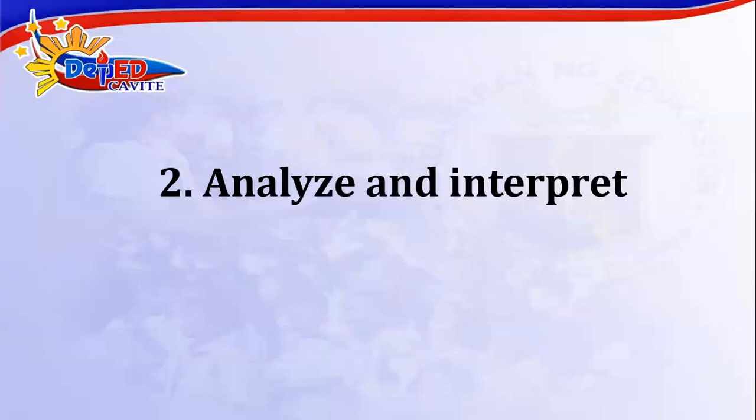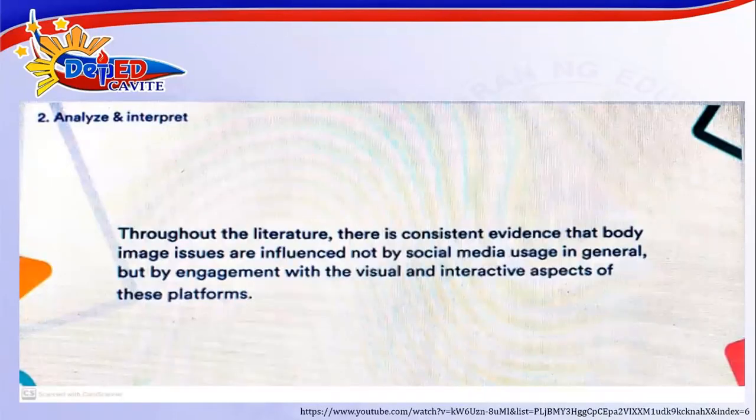Number two, analyze and interpret. It's important to add your own interpretation and discuss the significance of findings in relation to the literature as a whole. So from this sentence, under analyze and interpret, we analyzed several studies and concluded that visual and interactive social media are the most important factors on the body image aspects of the issues.